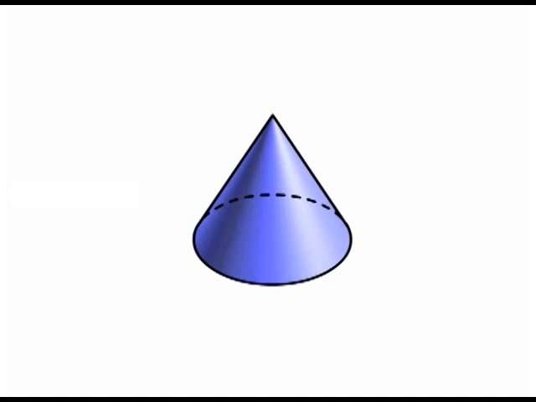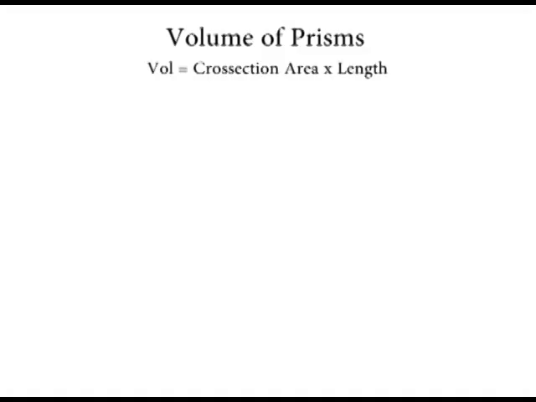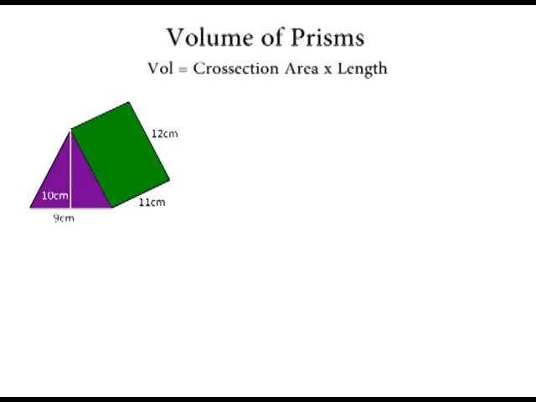The general formula for finding the volume of a prism is volume is equal to cross-section area times length. For this triangular prism, the cross-section is a triangle, and so volume is equal to the area of the triangle times the length. Area of the triangle is equal to a half base times height. This is equal to a half times 9 times 10, and then we multiply by 11 to get volume, and so volume is equal to 495 cubic centimeters.